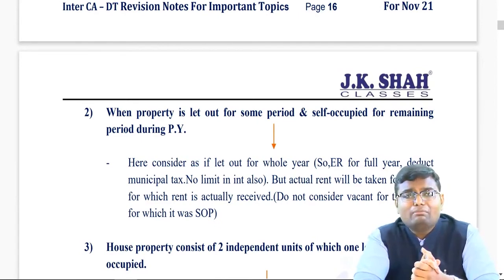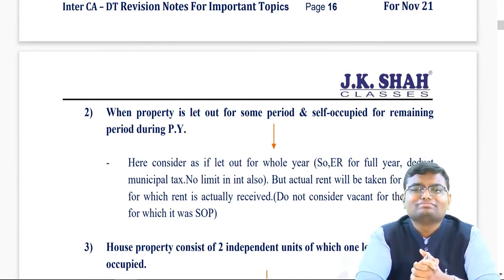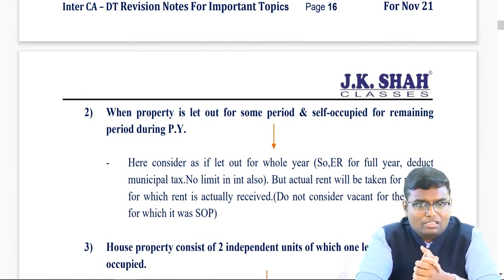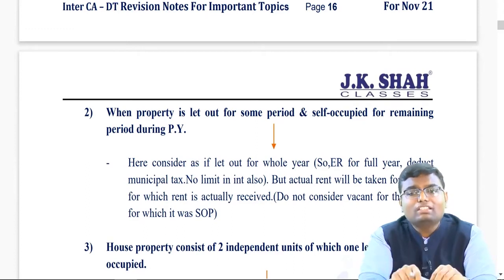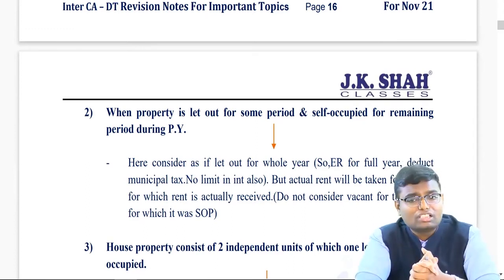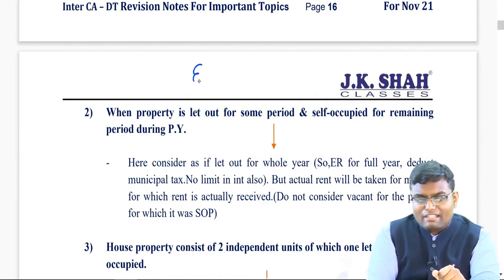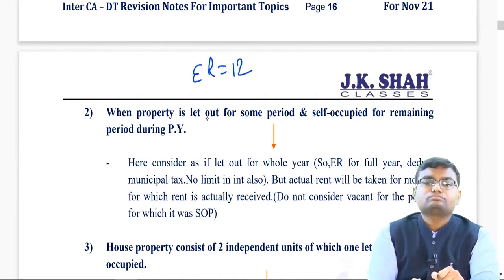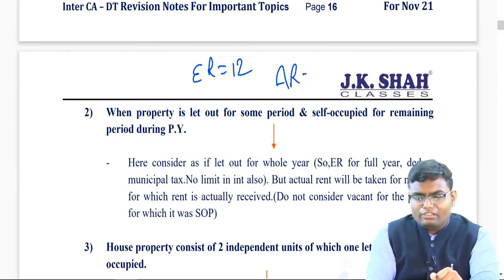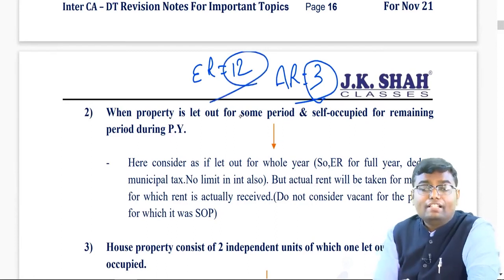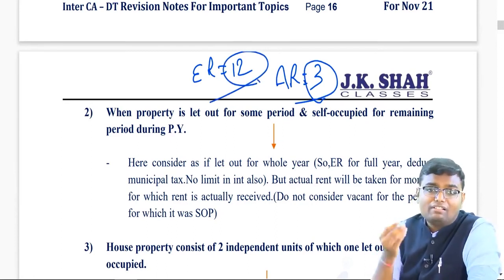The government said you can make a fool of us by saying that you are staying in that property and taking the rent in cash. And that's why if part of the year the property is LOP and for the remaining part it is SOP, assume it is let out for the entire year. Sounds illogical, but that's what you have to assume. You assume that it was let out for the full year, it was not SOP. So while calculating the answer, the expected rent will always be of 12 months. But in my example, actual rent will be only for 3 months because let out is for 3 months. So here you are comparing a cat with a tiger and looking at whichever is stronger. Whichever is higher will be GAV.